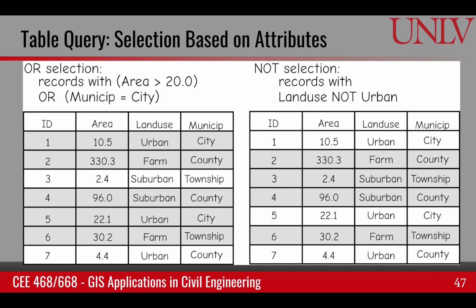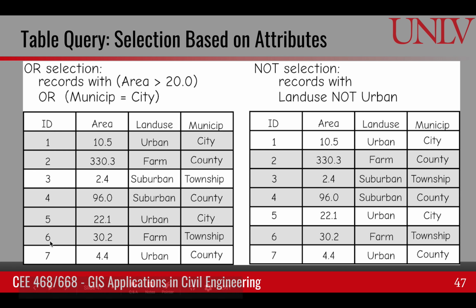Likewise, when we are looking at the OR operation, either of the two conditions needs to be true, and the only case when a row won't be selected is if both of them are false. So if we look at the first row, the area is not greater than 20, so this is not satisfied. But this one is satisfied: municipality is equal to city.